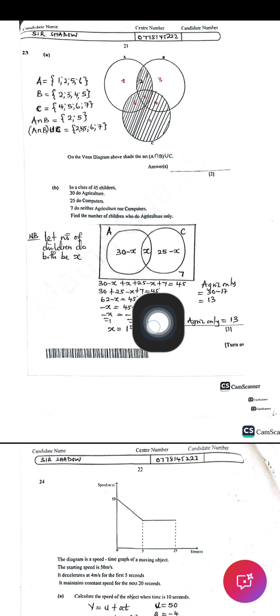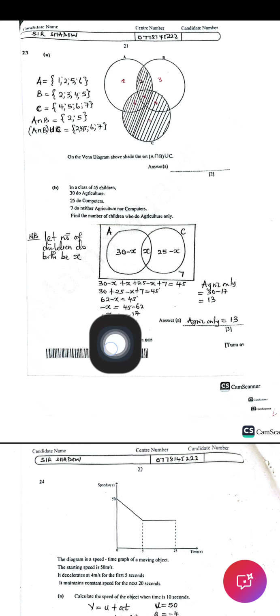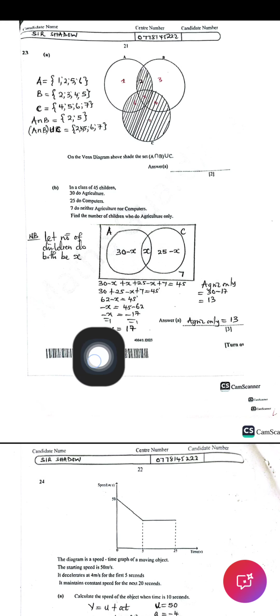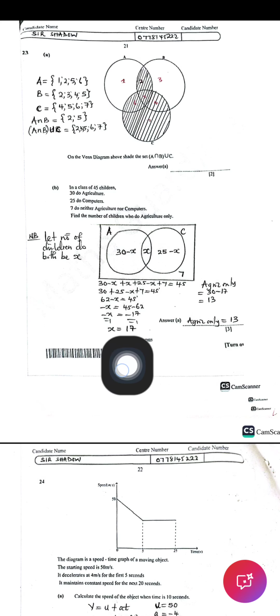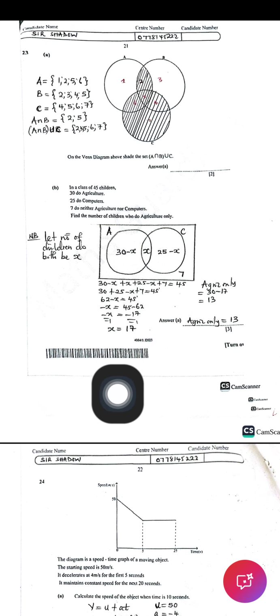Then I have to move this one to the other side. So this becomes minus x is equal to 45 minus 62. Minus x equals minus 17. Divide both sides by -1, x is equal to 17. So meaning to say the number of learners who do both, x equals 17. Those are the number of learners who do both.